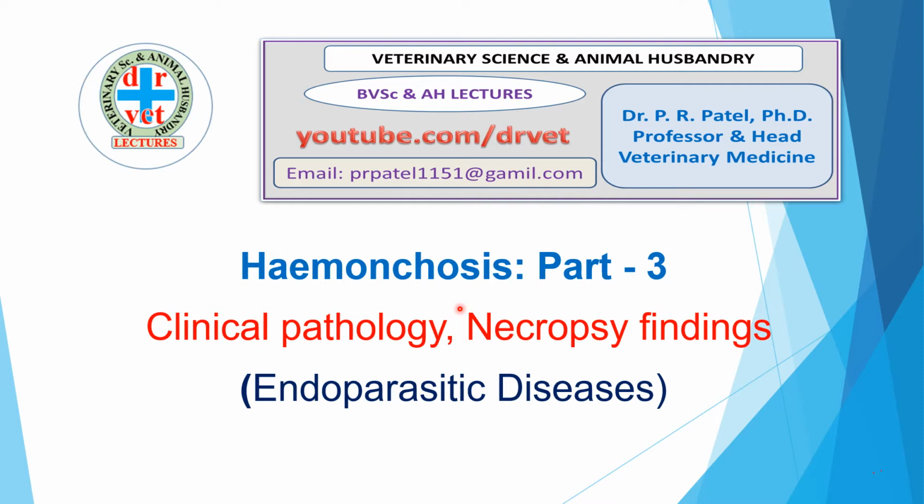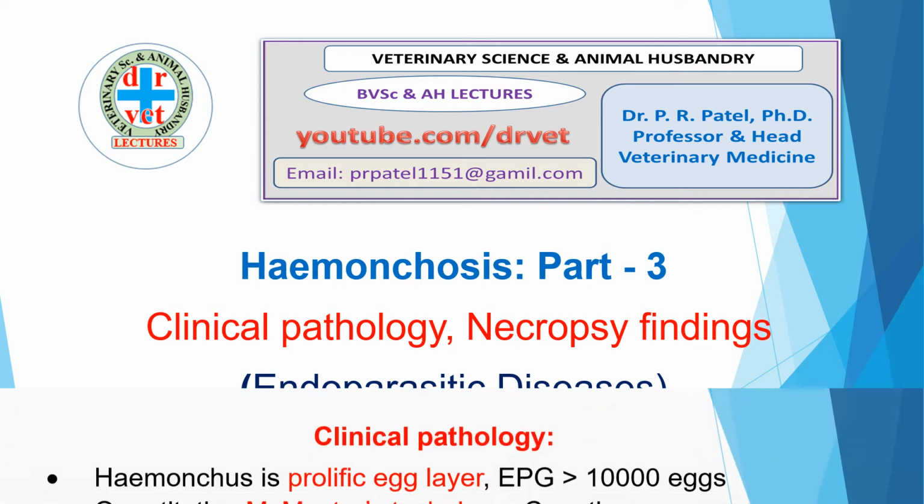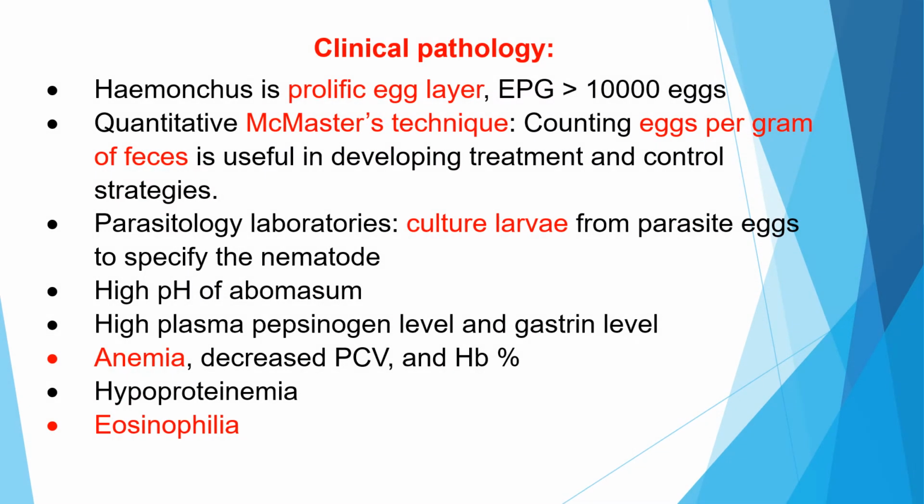This is very much important. Other important parasites also have a somewhat similar background. Now with this introduction, we start haemonchosis part 3. In this, we will see clinical pathology and necropsy findings of the important disease. Pay much attention to this clinical pathology because it is the diagnosis.